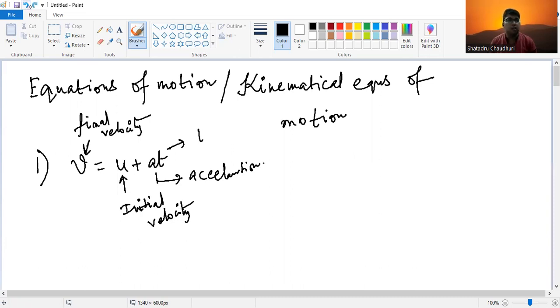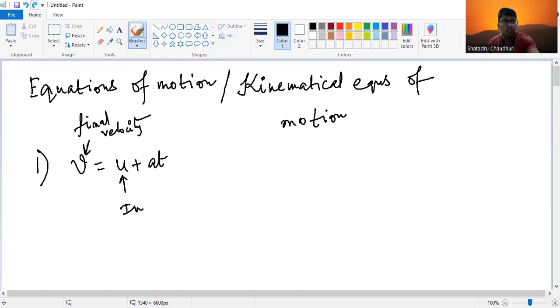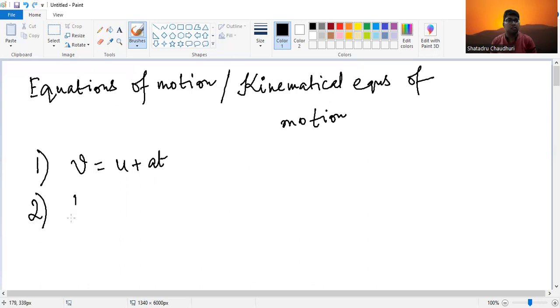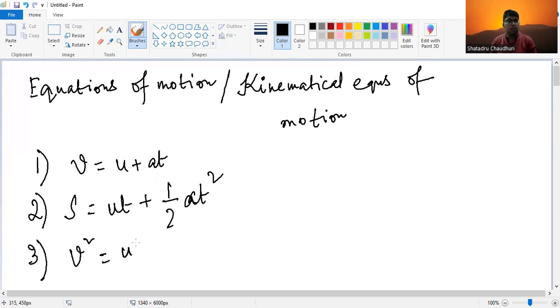There are a few more formulas also. So let me clear this first. Next is the very popular formula s equals ut plus half at square, and v square equals u square plus 2as. Now these are the three formulas which we will require while solving the problems. So let's start with the problem.